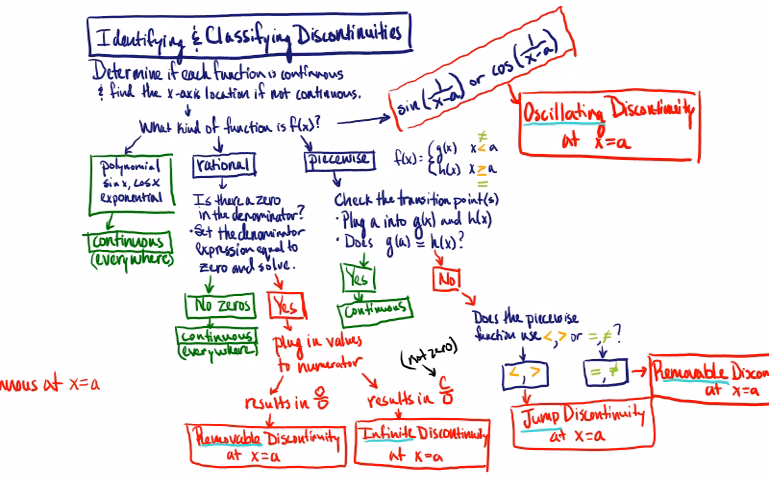So be careful. Remember, if it's just sine and cosine without a variable in the denominator, it's continuous everywhere. But if you do have a variable in the denominator, those are the ones that are oscillating. They just go up and down, up and down as they get closer and closer to that discontinuity. So they don't approach anything in particular. It's not removable. It's not an asymptote either, so it's not infinite. So it's an oscillating discontinuity. All right. So that's an example of a flowchart.